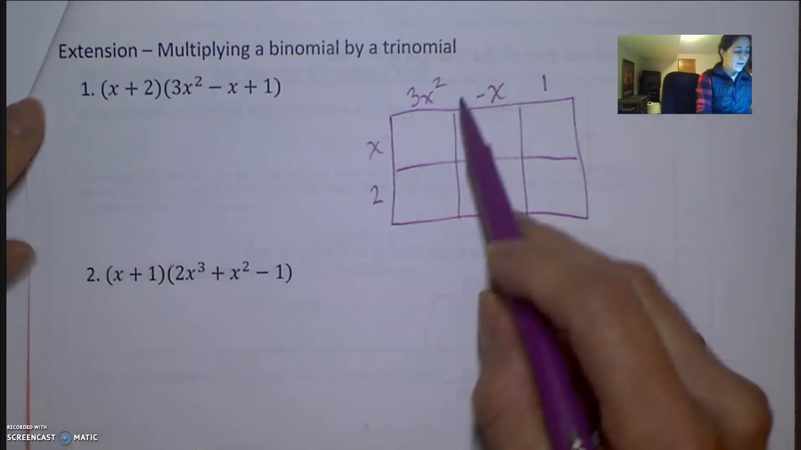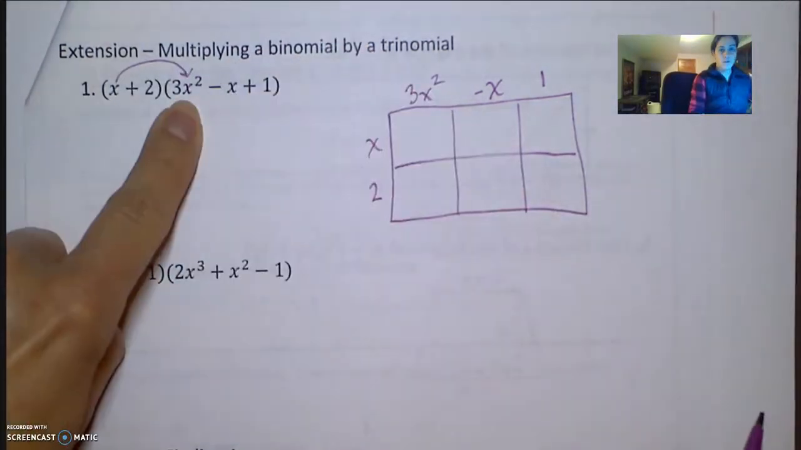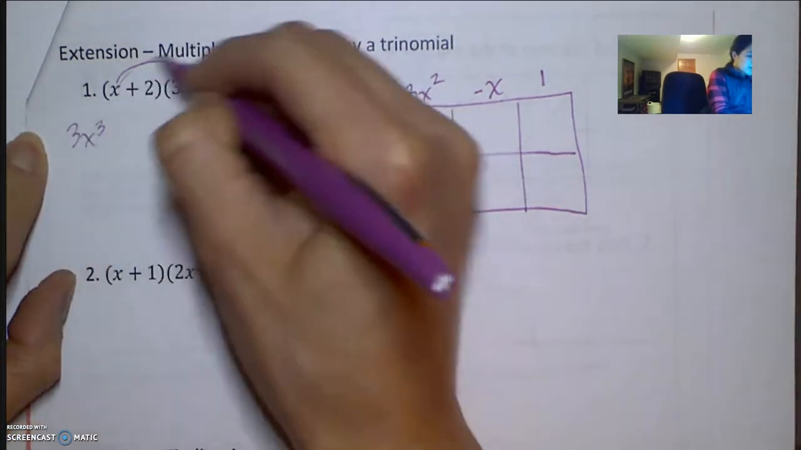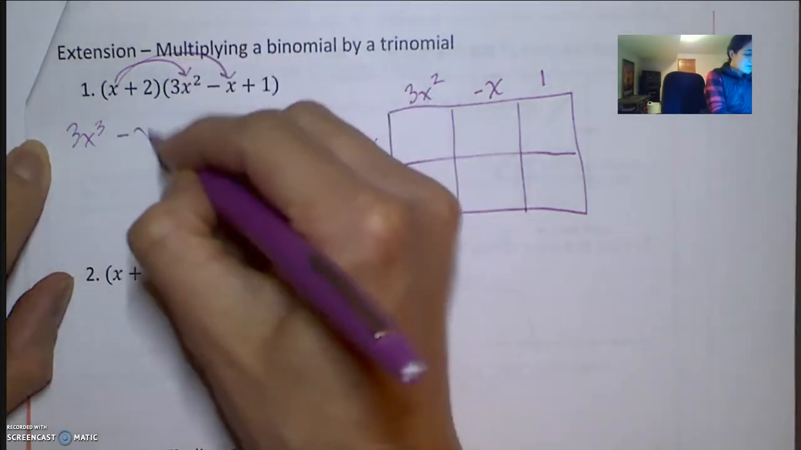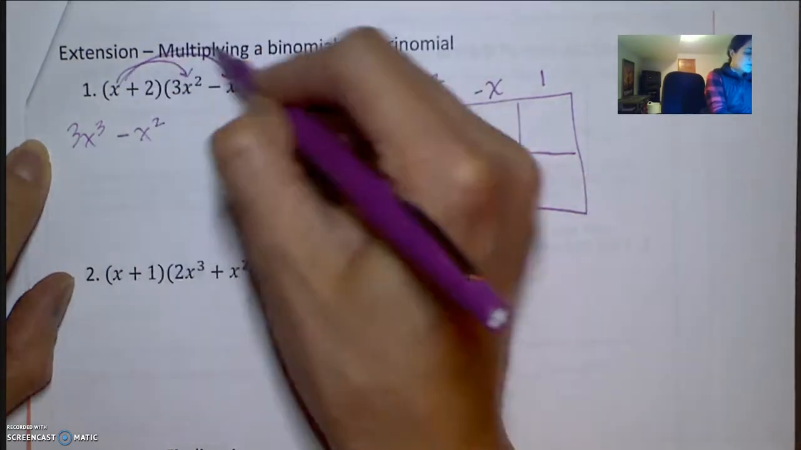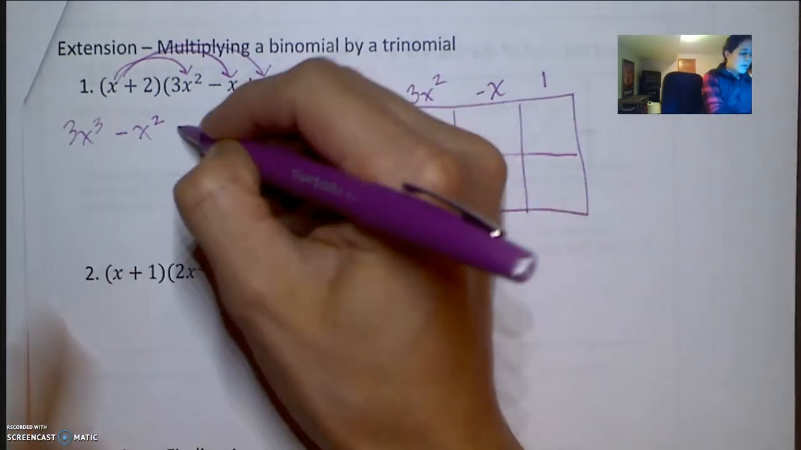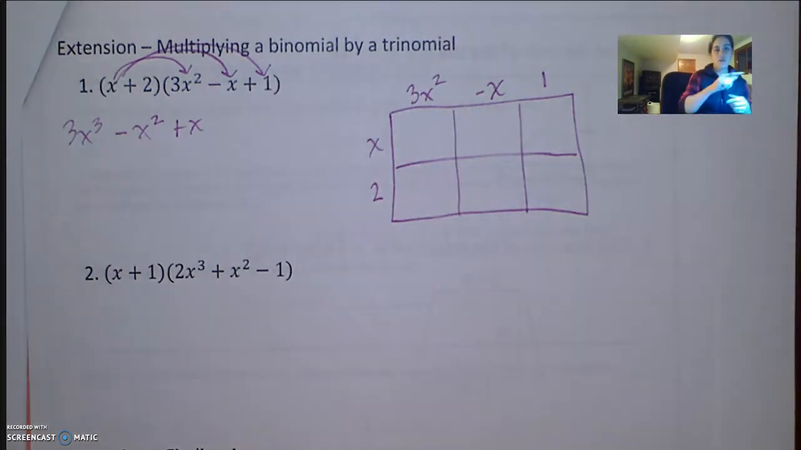So if you like the grid or box method, you can go ahead and fill this out right now. If you like to distribute, just distribute the x to the first term. So that would be 3x to the third. Distribute the x to this x. So it would be minus x squared. And then you've got to distribute a third time, x all the way to the 1. So x times 1 is just x. So that's like the FOIL part. You've just got to distribute it 3 times.